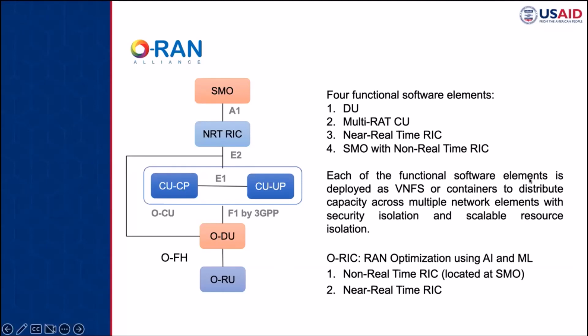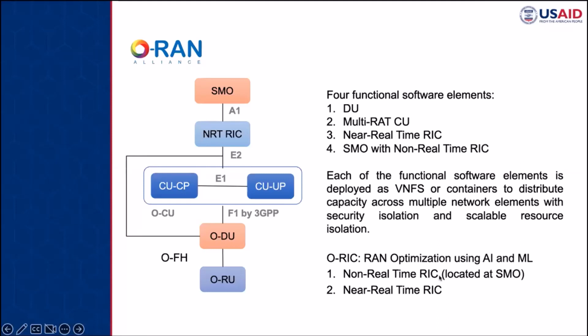Okay, so each of the functional software elements is deployed as virtual network functions, VNFs, or containers, to distribute capacity across multiple network elements with security isolation and scalable resource isolation. Because of virtualization, the functions of the software, or the different components, are now virtualized or in containers. We can simply have a virtual machine assigned to perform this task, assigned to perform that task. They can be proprietary, but as long as the hardware, the server handling these functions, is open, then that is OpenRAN. Okay, so also we have the two RICs here, the RAN intelligent controllers.